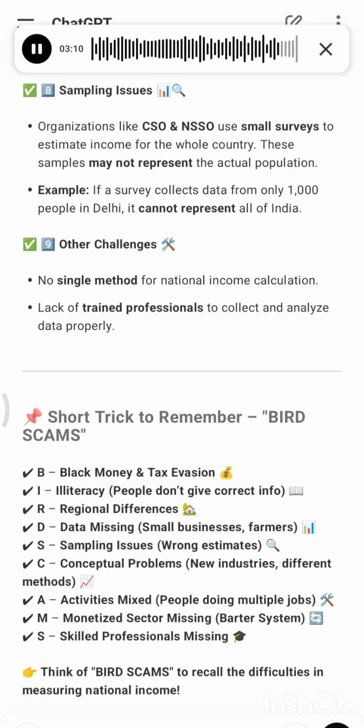C, conceptual problems, new industries, different methods. A, activities mixed. People doing multiple jobs. M, monetized sector missing. Barter system. S, skilled professionals missing. Think of BIRDSCAMS to recall the difficulties in measuring national income.